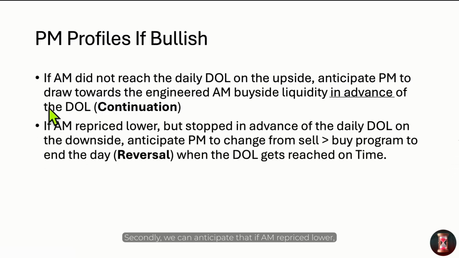Secondly, we can anticipate that if AM repriced lower, but stopped in advance of the daily draw on liquidity on the downside, anticipate PM to change from sell to buy program to end the day. This is a reversal, when the draw on liquidity gets reached on time. Let me repeat that. In this case, you see that the morning session repriced lower, but it stopped in advance of the daily draw on liquidity on the downside. Anticipate PM to change from sell to buy program to end the day, once the draw on liquidity has been met on time. This is the reversal scenario for the PM session.